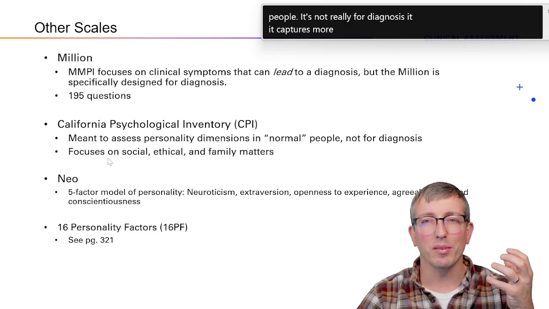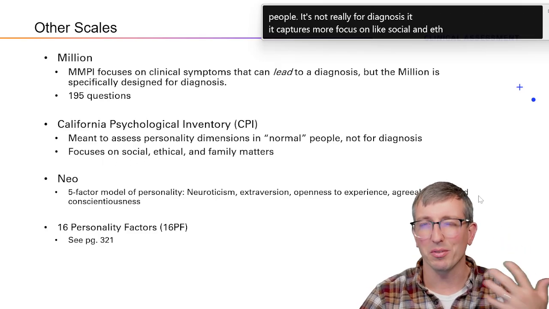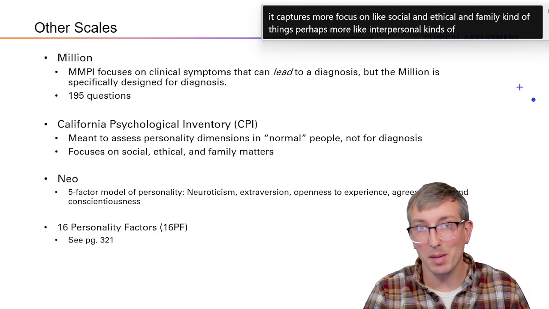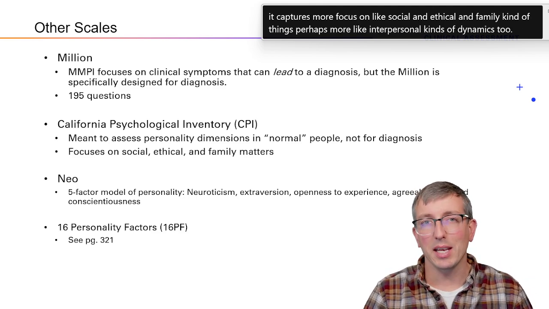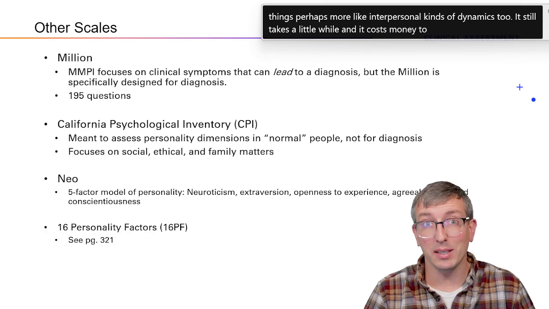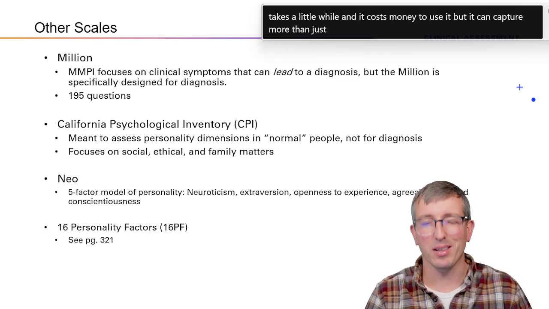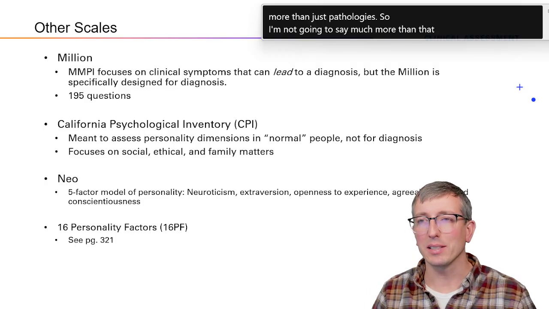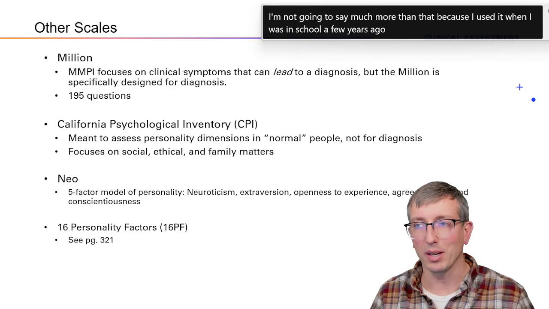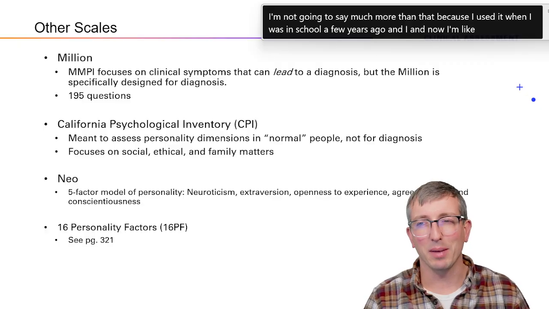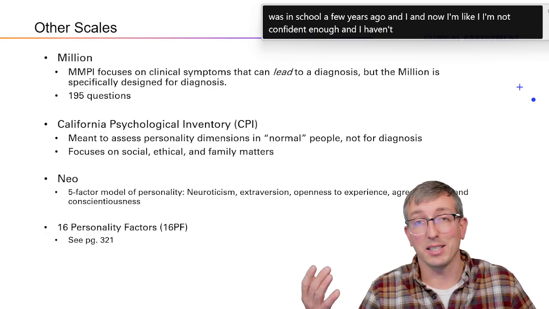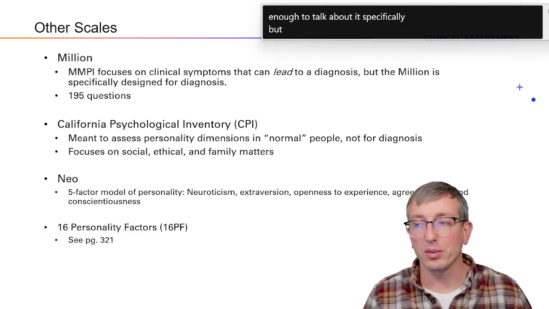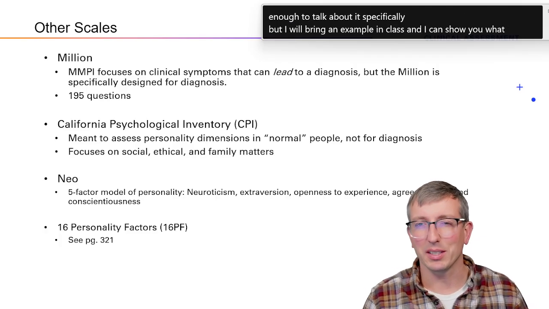It captures more focus on social and ethical and family kinds of things, perhaps more interpersonal dynamics too. It still takes a little while and it costs money to use it, but it can capture more than just pathologies. I'm not going to say much more than that, because I used it when I was in school a few years ago, and I haven't used it since. I'm not confident enough to talk about it specifically. But I will bring an example in class, and I can show you what that looks like too.